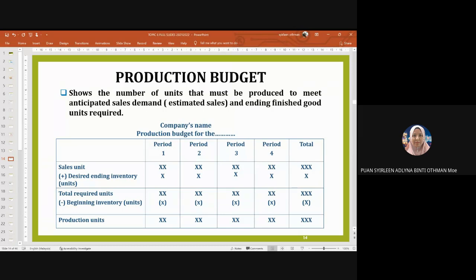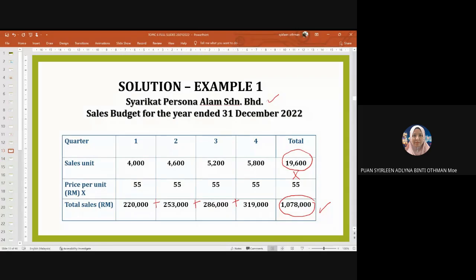Okay, alright. So now the first item you have is your sales unit. Okay, so dari mana dapat sales unit tadi? Sales unit tadi kita ambil dari sini. Alright, so this is actually a carry forward item. Sebab tu you tak boleh jump doing the budget.